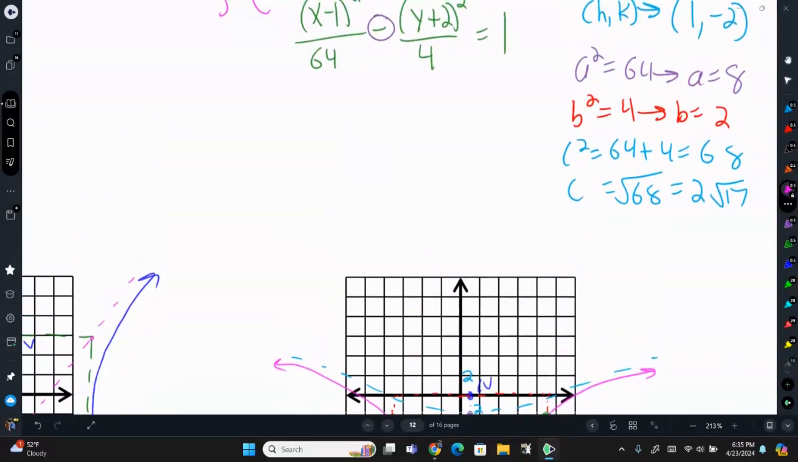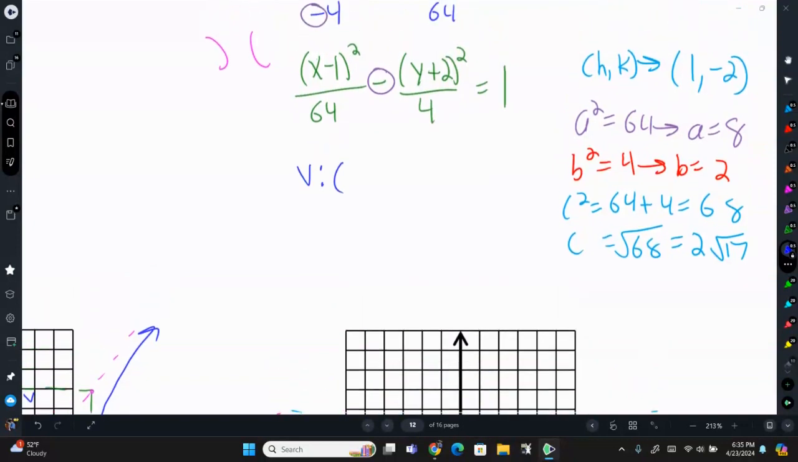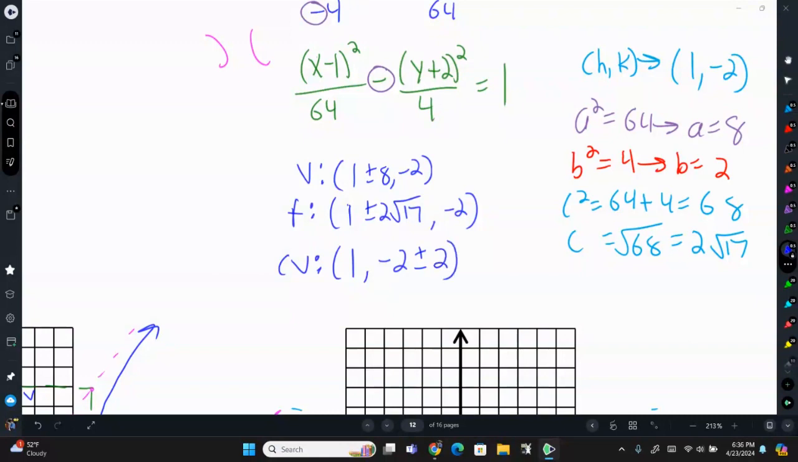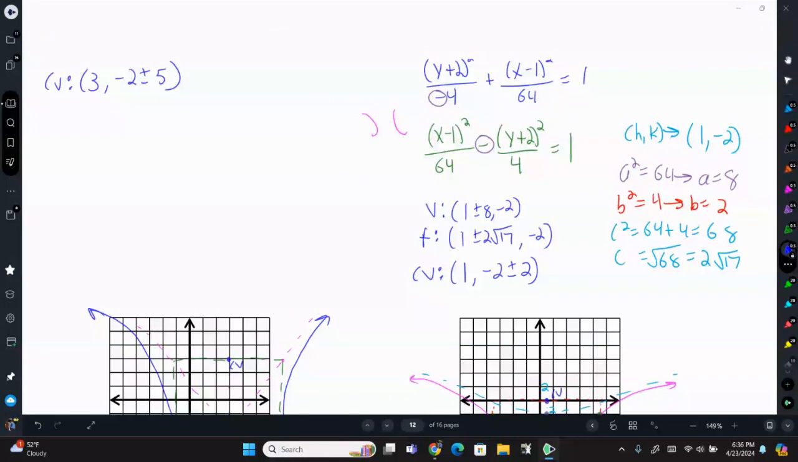We have our center, our vertices. We added our a value to the center. So it's going to be 1 plus or minus 8 comma negative 2. Our foci, we would add c to the x-coordinate of our center. So 1 plus or minus 2 root 17 comma negative 2. And then our co-vertices, we're adding b to our y-coordinates, so negative 2 plus or minus 2. Right, the directions didn't say to graph our foci, so we don't need to. We can just list them like that.